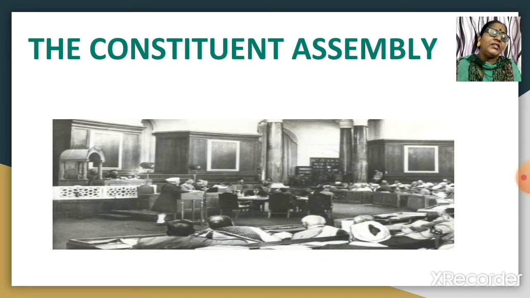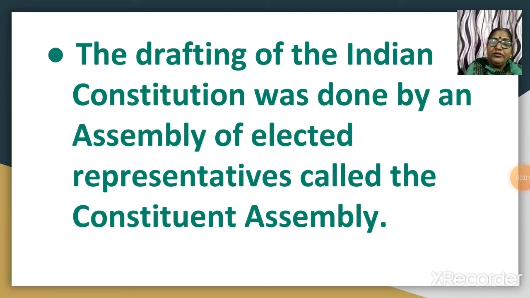Now, what is called the Constituent Assembly? The drafting of the document called the Constitution was done by an assembly of elected representatives. These elected representatives were called the Constituent Assembly. Now you're clear? What is the Constituent Assembly? Good.